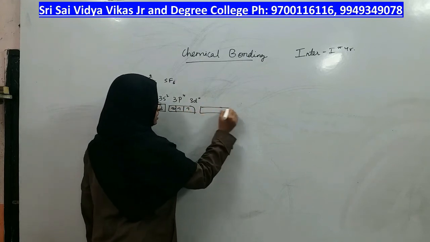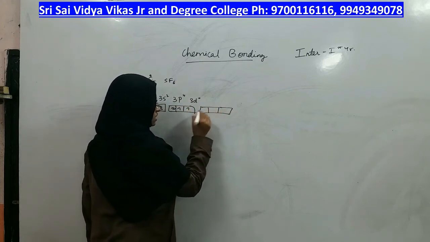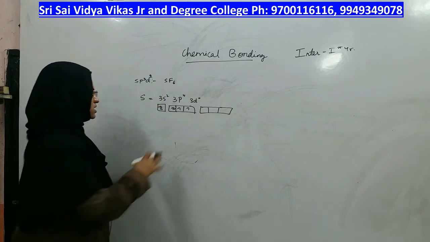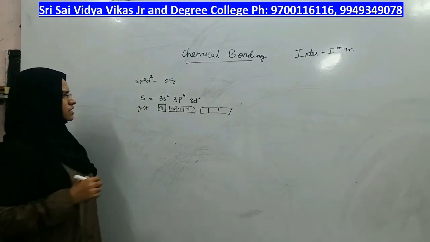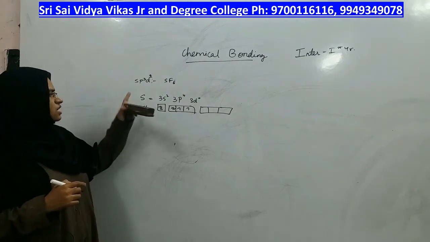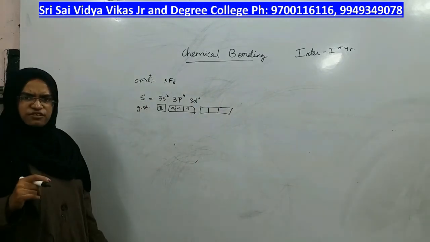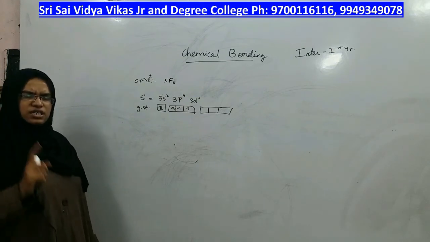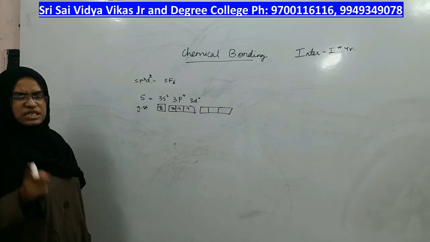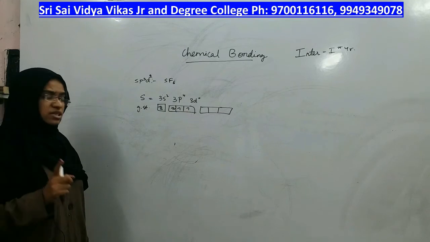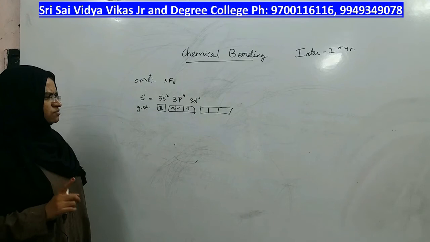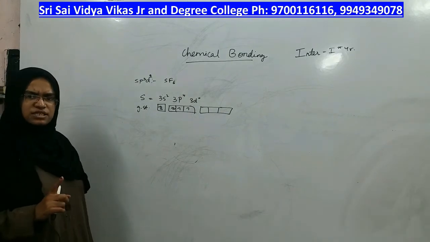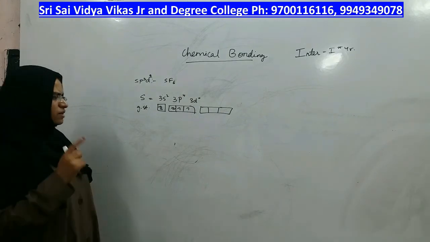In the d orbital there are no electrons right now, right? So this is the ground state electronic configuration of sulfur, and in this, sulfur is surrounded by 6 fluorine atoms. So in sulfur there should be 6 electrons present in 6 different orbitals. But is it there or not?